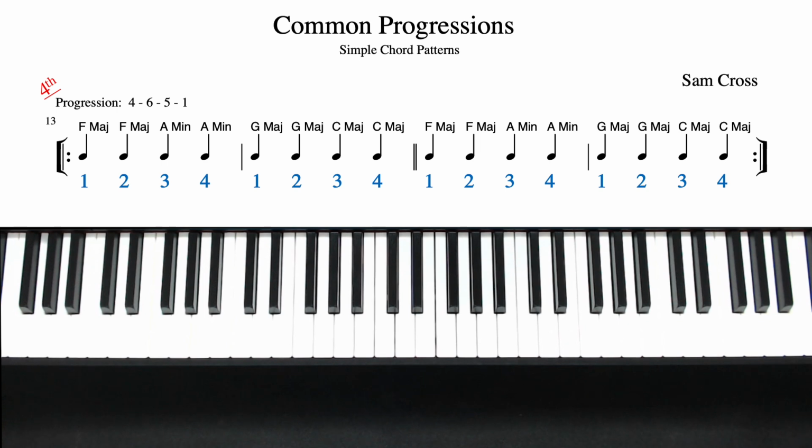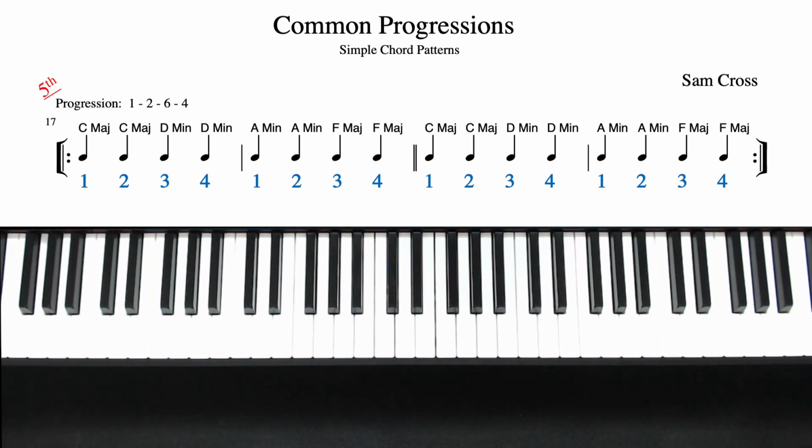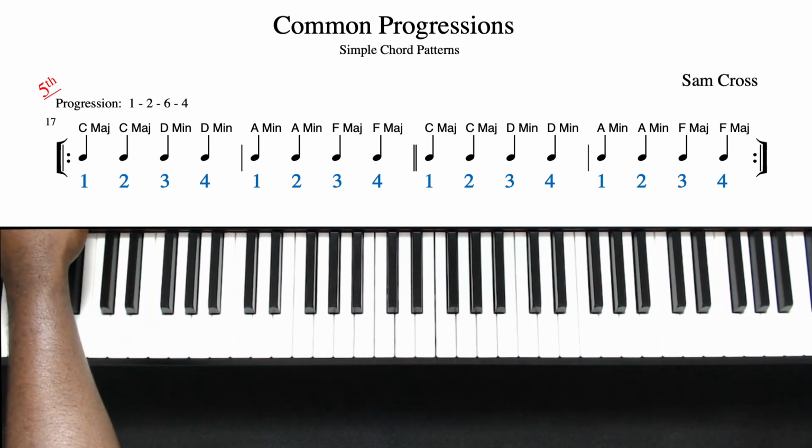Our fifth chord progression, now we're introducing the 2 chord, which is a D minor. So our fifth chord progression is a 1-2-6-4 chord progression. So the 1 is a C major, the 2 is a D minor, the 6 is an A minor, and then back to the 4, which is an F major. So here we go. 1, 2, 6, 4.